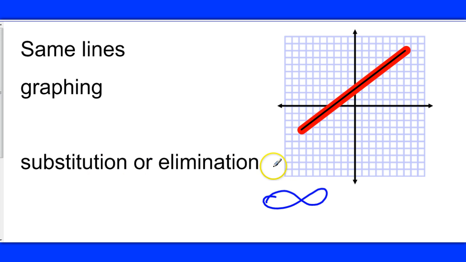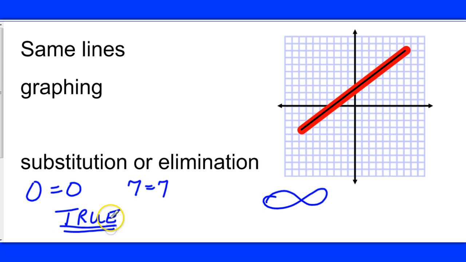If you're using substitution or elimination, once again, the variables are going to disappear, but you're going to end up with something like 0 equals 0 or 7 equals 7. You're going to end up with a statement that is true, which says use any real number that you want because everything you put in here will work.